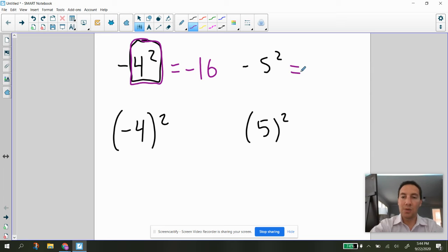So what do you think this one over here would be? -5 squared. Think about it for a second. Pause the video if you have to. You would do 5 squared, which is 25, and then you plop that negative sign on.